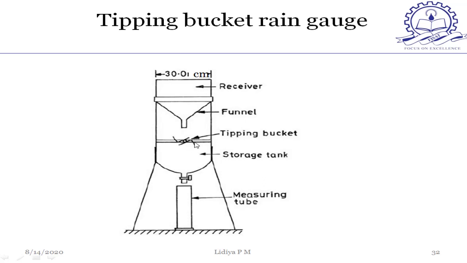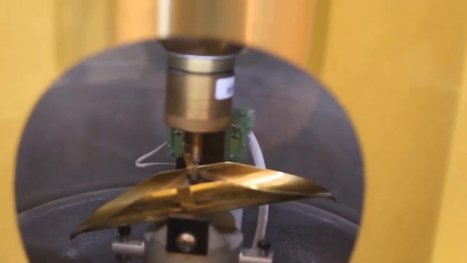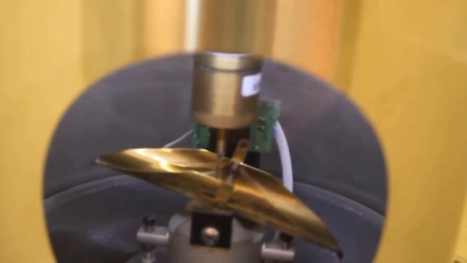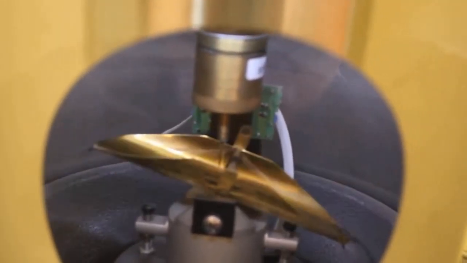The tipping of the bucket actuates an electric circuit which causes a pen to mark on a record sheet mounted on a clock-driven revolving drum. So, we get a graph on a record sheet. From that, we can directly measure the rainfall data, or you can use a measuring tube to collect the water. Then we can measure the rainfall data as we have done in the case of the non-recording type. This is the tipping bucket. When it reaches the capacity, it starts tipping the water.